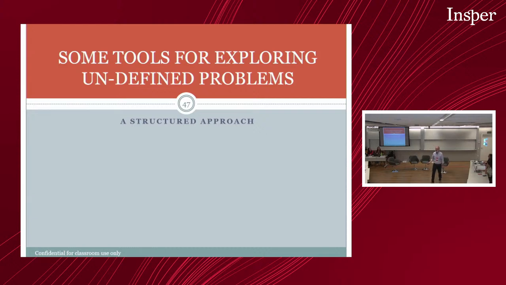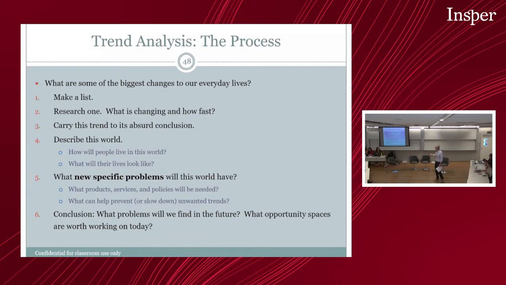Real fast, it's just a sample of the kinds of tools that we use for exploring undefineds. Trend analysis: what you do here is you take a trend and carry it to its absurd conclusion. For example, what happens when everybody in the world owns an automobile? What does it look like? Well, it looks like Sao Paulo, actually, or Tel Aviv, for that matter. But then turn it around. What happens if nobody owns an automobile? What are the problems and what are the opportunities?